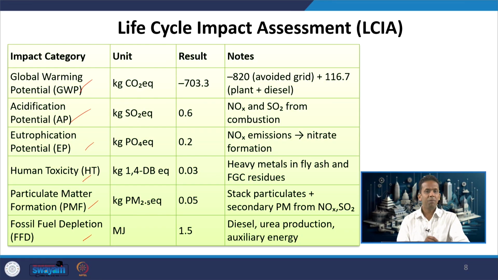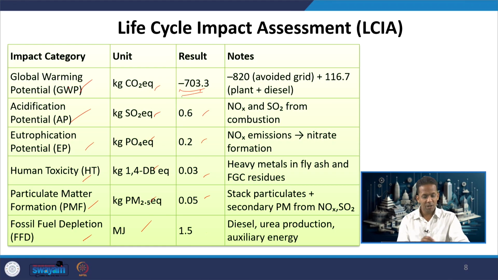And each of those impact categories has a specific unit, and these are the final results for each of those impact categories and some notes on how those numbers actually came about. So, let us look at the first impact category, that is global warming potential. How did we get this minus 703?